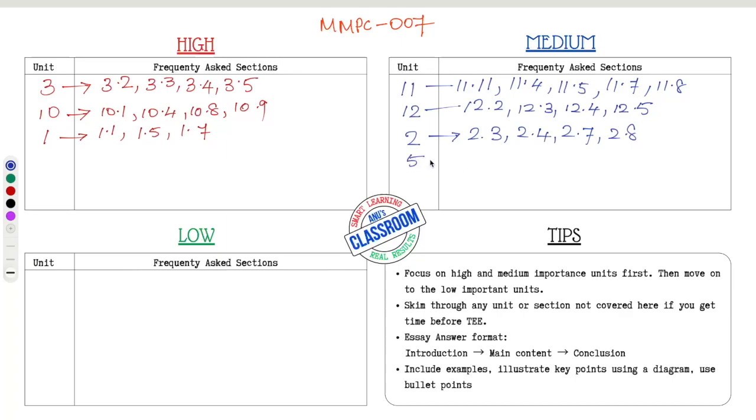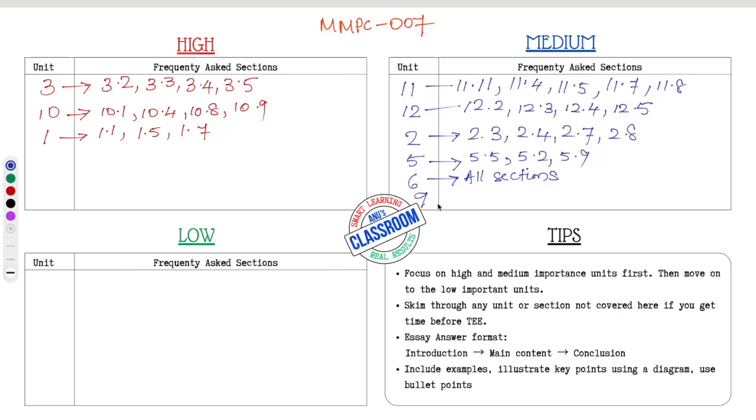Similarly, Unit 5, listening and reading skills, focus on 5.5, 5.2 and 5.9. From Unit 6, that is interpersonal communication, all sections are equally important. So unlike the other chapters, I cannot say any one particular section is important.